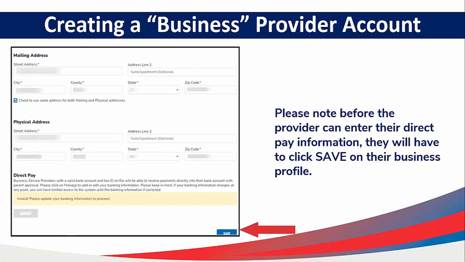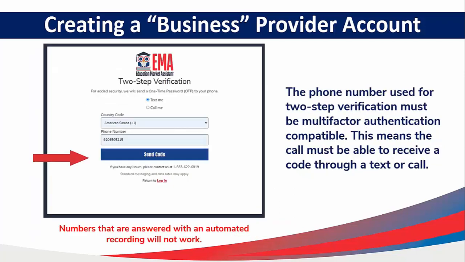Please note, before the provider can enter their direct pay information, they will have to click Save on the business profile. After you save your business profile, you'll be prompted to log out and log back in. Once doing so, you'll encounter the two-step verification. The phone number used for two-step verification must be multi-factor authentication compatible. This means the number used must be able to receive a code through a text or call. Please make sure to enter the correct information here to avoid MFA issues in EMA.